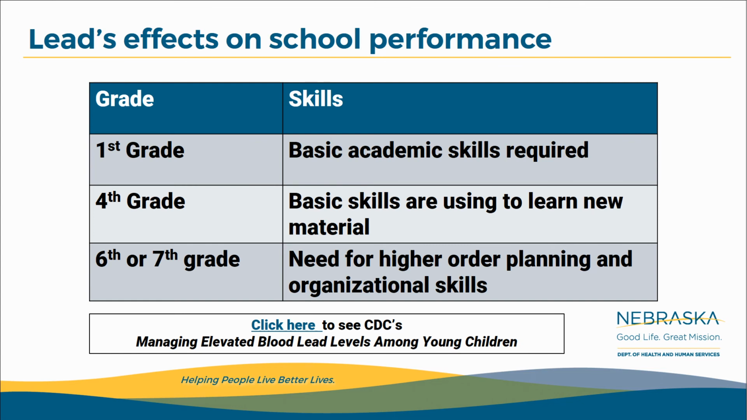Different skills are required for academic success at different transition points in school. In the first grade, children are learning to read and perform basic arithmetic. In the fourth grade, they are reading to learn, or using those skills to learn new material. In the 6th or 7th grades, they use higher order planning and organizational skills to complete long-term projects. Elevated blood lead levels have been associated with difficulties with all three types of skills.